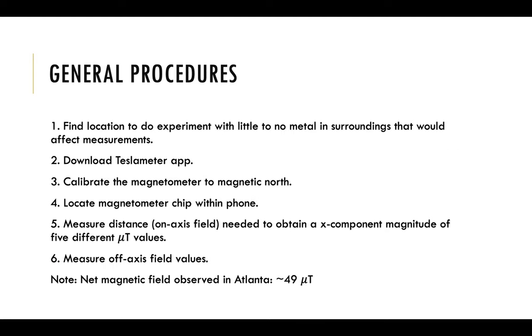General procedures for this lab. 1. Find a location to do the experiment with little to no metal in the surroundings that would affect measurements. 2. Download the Teslameter app. 3. Calibrate the magnetometer to magnetic north. 4. Locate the magnetometer chip within the phone. 5. Measure the distance on axis needed to obtain an x-component magnitude of 5 different microtesla values. 6. Measure off-axis field values. And once again, the net magnetic field observed in Atlanta is approximately 49 microtesla.